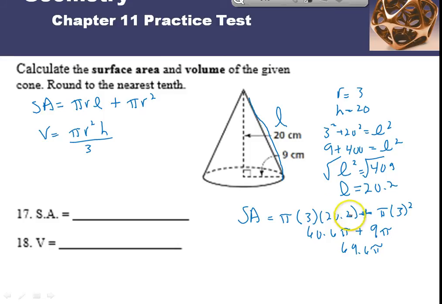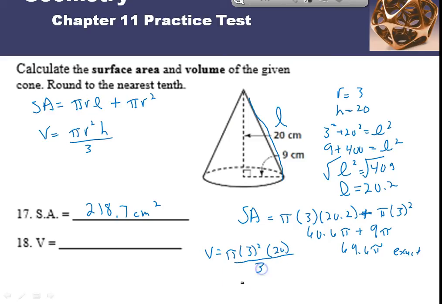And it's looking for the nearest tenth, so this is my exact. But again, we're not looking for that, so I'm going to multiply that 69.6 by pi, and I get 218.7. So my surface area is 218.7 centimeters squared. Now for volume, it's pi r squared, so pi 3 squared h, and h was 20, divided by 3.